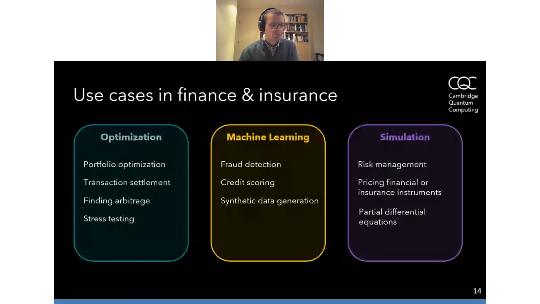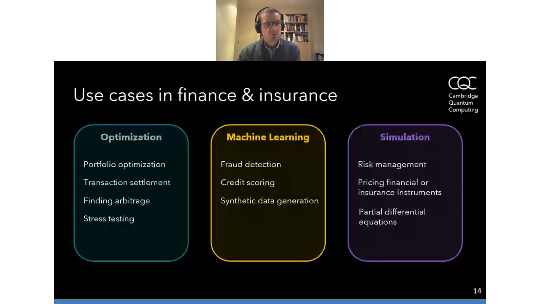Finding arbitrage: for example, in the FX markets, you sometimes have the possibility to trade different currency pairs. For example, you could trade US dollars versus GBP. You could trade GBP versus Japanese yen. And then you could also trade directly in Japanese yen and US dollars. So you have some kind of triangular relationship between the three pairs, and you could try to find arbitrage possibilities between trading these pairs. Stress testing is another optimization problem.